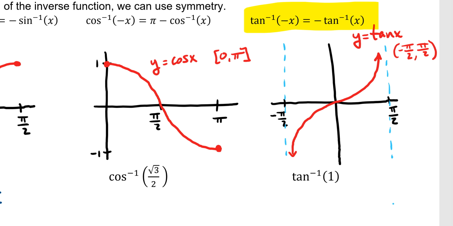So first one, let's say we want to figure out what is tan inverse of positive 1. So this is obviously positive, so we know the answer is a reference angle. Tan inverse of 1 is going to be pi over 4, because tangent of pi over 4 equals 1.